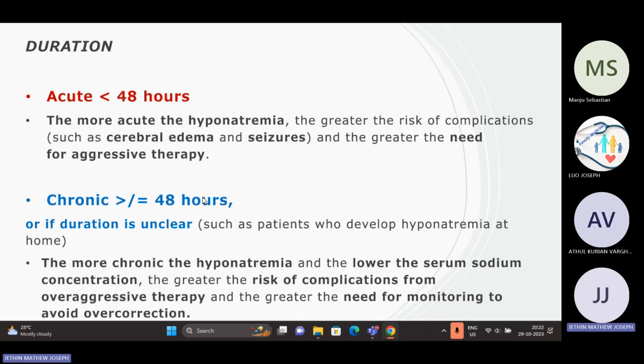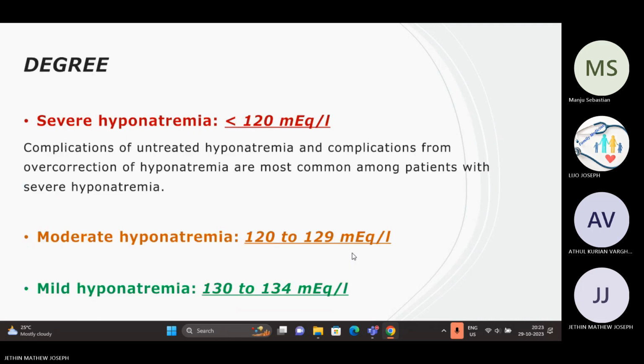Chronic hyponatremia, if it's anything more than or equal to 48 hours, or if the duration is unclear, we consider the patient to have chronic hyponatremia. So even if you don't know the duration, you're going to consider it as chronic hyponatremia. So the more chronic the hyponatremia and lower the serum sodium concentration, greater the risk of complications from over-aggressive therapy. So in chronic hyponatremia, what we have to be wary of is the complications of therapy rather than the hyponatremia itself. So the greater the need for monitoring to avoid overcorrection. So we've covered the duration.